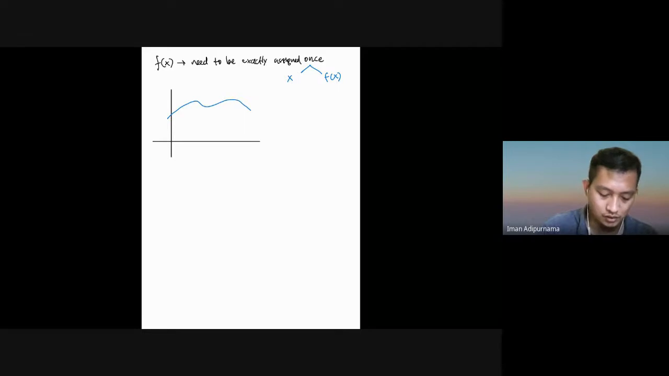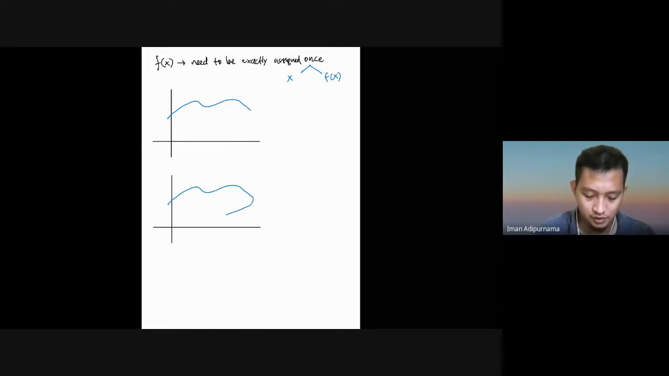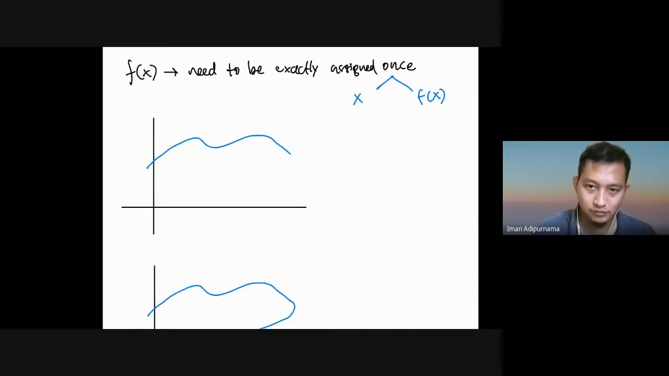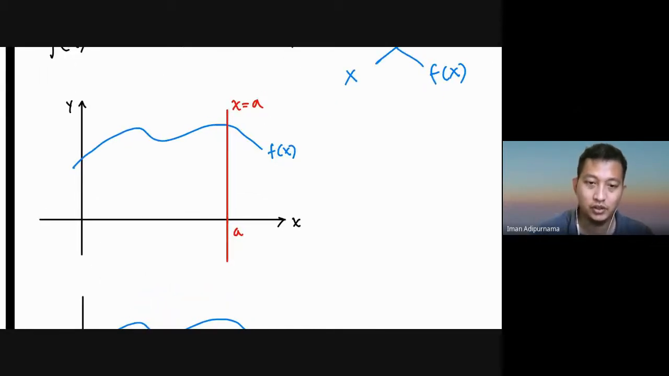I have another one. Let me make a copy here. I make some improvement for the graph. So the graph is turning back. For the first graph, I take some a here, any number a in any x. Okay, this is x, y, and then I'm drawing the line here. So this is the line x equal a. So this is the f of x, right? So this line only crosses one time, right?